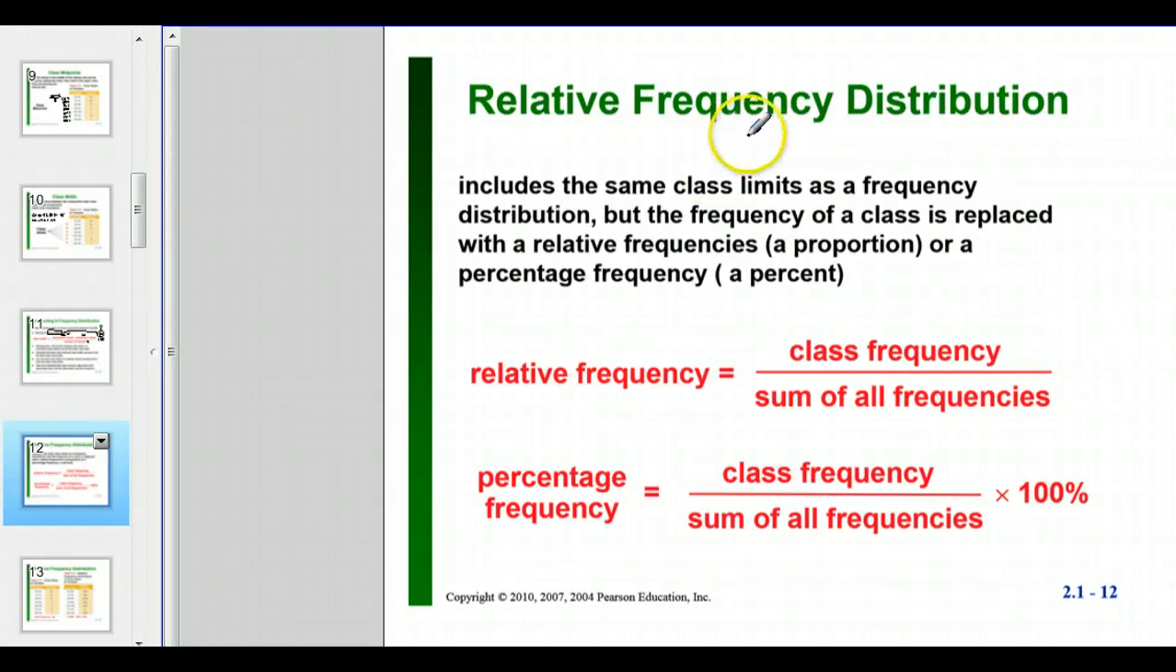Alright, and then relative frequency is just frequency divided by the total. The sum of all frequencies, you'll hear me refer to that as total a lot of times. So any particular class divided by the total gives a relative frequency. And then, to change to a percent, this will be a decimal. Change to a percent, you just multiply by 100. That's the equivalent of moving the decimal two places.